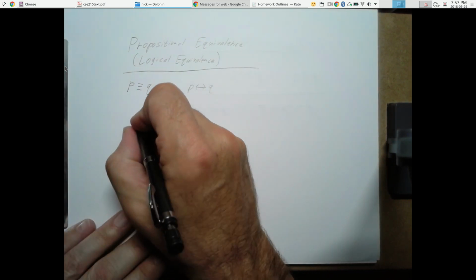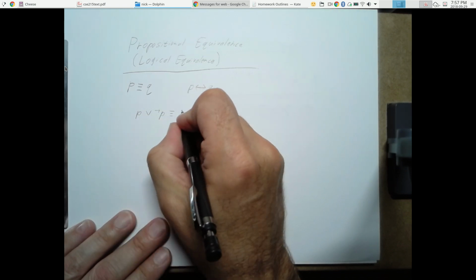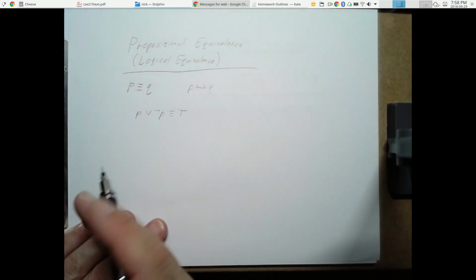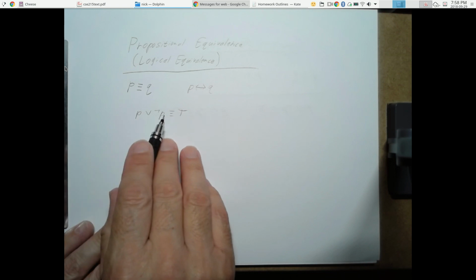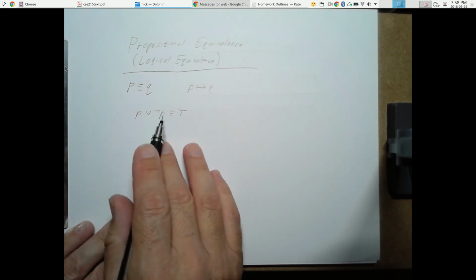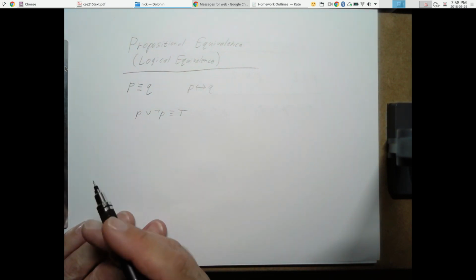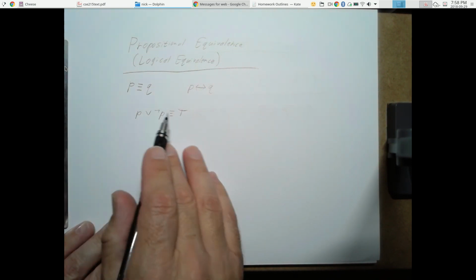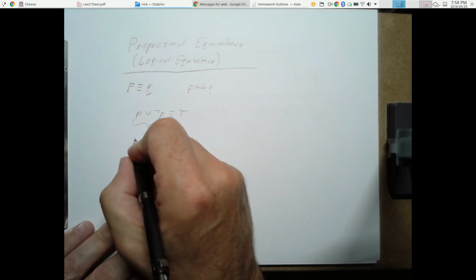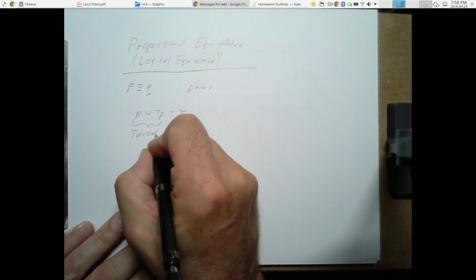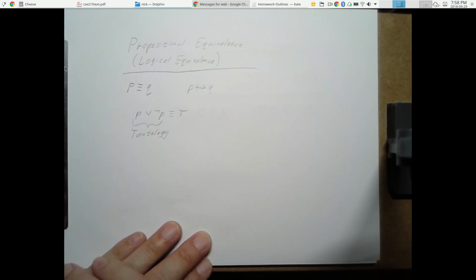Now, there's some cases where, for example, P or not P is logically equivalent to true. And you can write the truth tables for P and for not P and for their or and see that in all cases this expression is true. This proposition, P or not P, is logically equivalent to true. Meaning that in any case, no matter what the value of P is, this expression has the truth value true. And a proposition that is always true is called a tautology. So a tautology is a proposition that is logically equivalent to true.